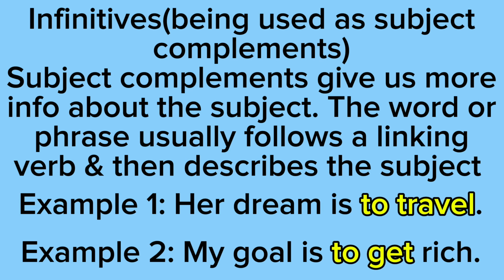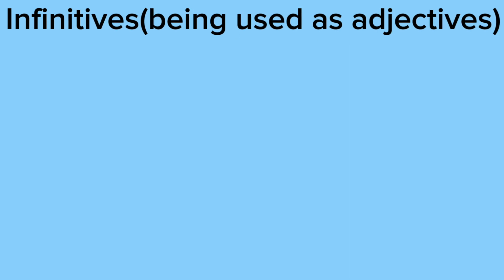Example 2 says my goal is to get rich. So the infinitive to get is the subject complement, and it's giving us more info about my goal, which is to get rich. Next, we have infinitives being used as adjectives.